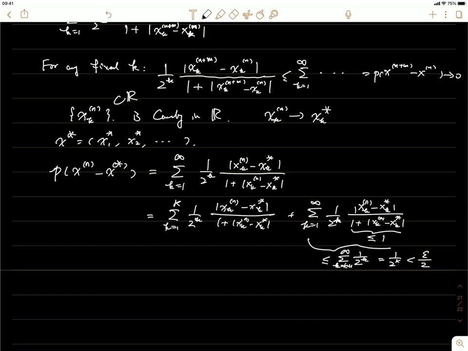Okay, and then we just need to fix the capital K that is so large, and then we look at the first sum right here, and we realize that because there are only finitely many terms, capital K terms, and I know that for each k, this is a sequence, a convergent sequence. It's converging to that xk star. So that means each of these is converging to zero. And there are only finitely many of them. So I know when n is large enough, this will be less than, say, half epsilon. So that means this one is less than half epsilon for each k.